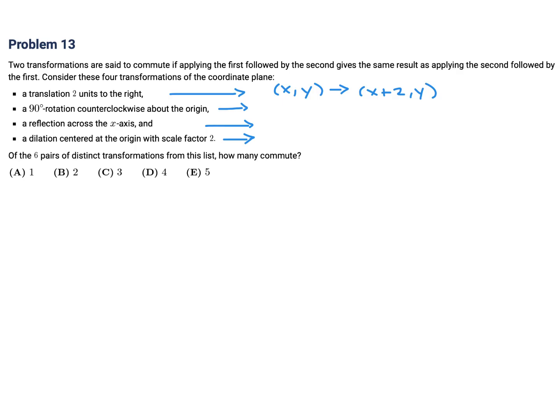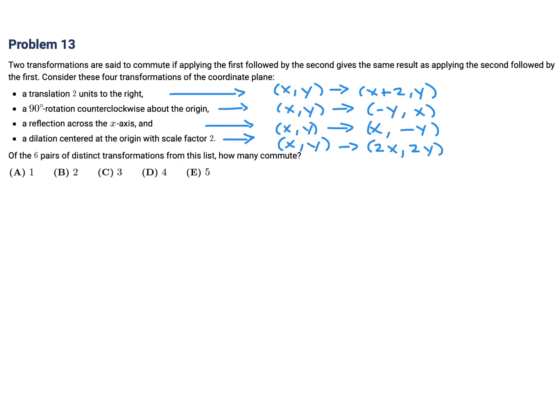The next one is not as straightforward. We have to think about it a little bit, and when we do, we find out that it's actually going to (minus y, x). That's what that means. A reflection about the x-axis basically means that the x value does not change, but we're going to the other side of the x-axis, so it would be minus y. And then finally, a dilation centered at the origin with scale factor of 2 just means that you're going to (2x, 2y).